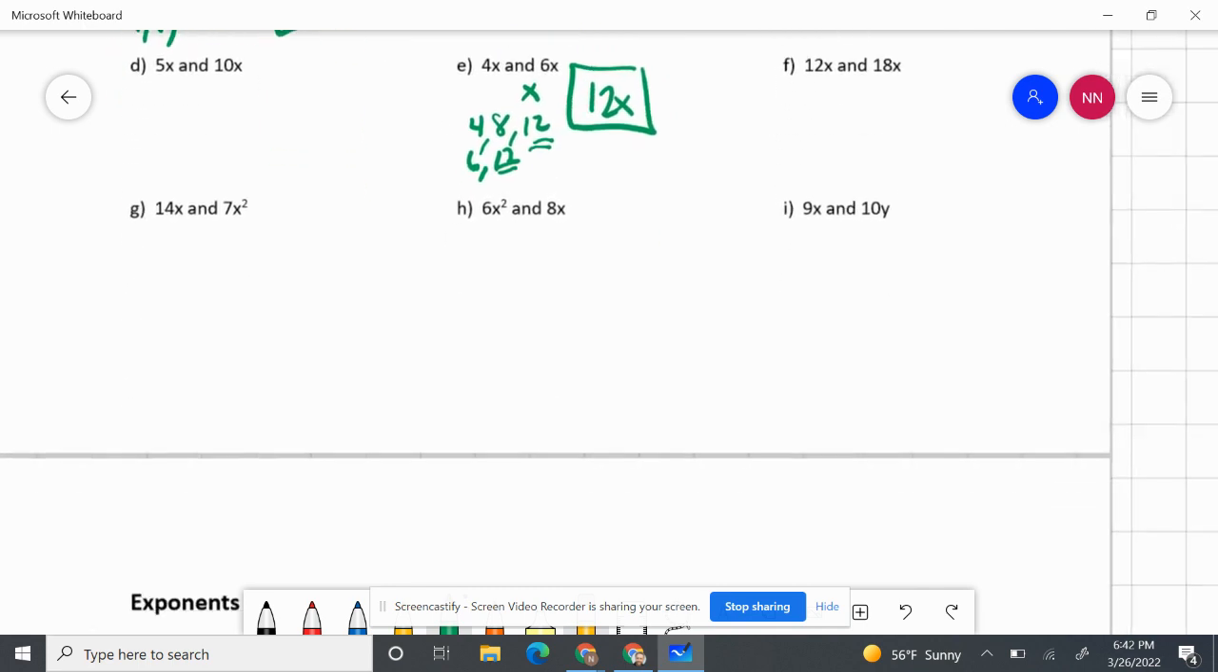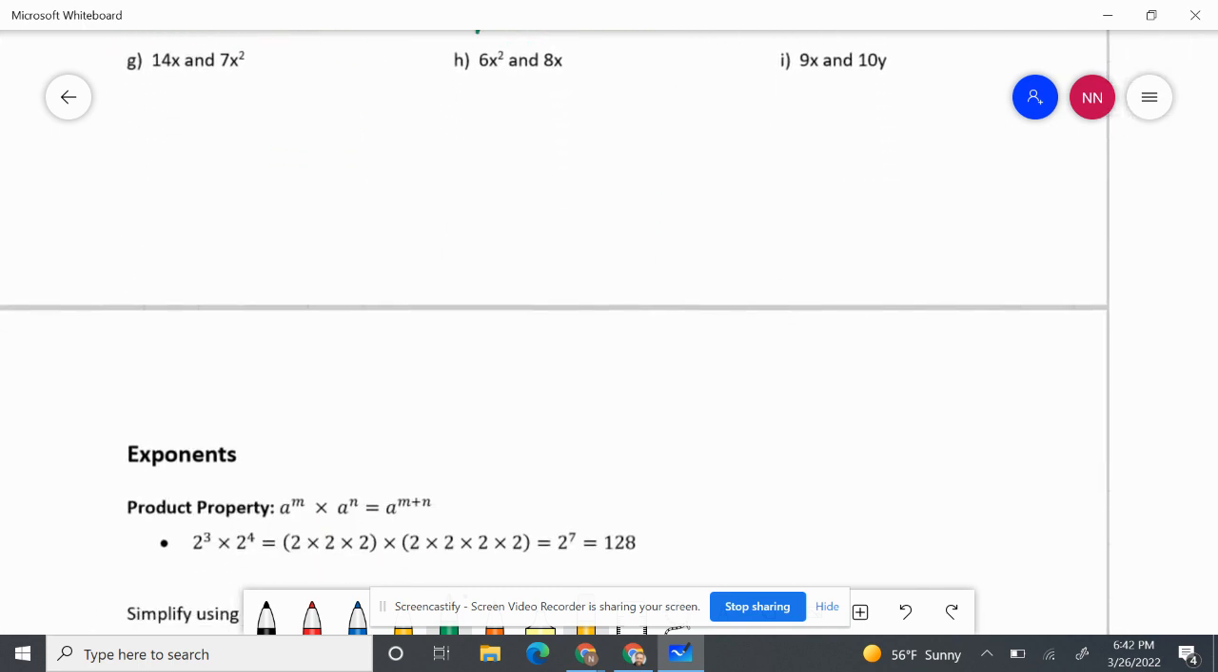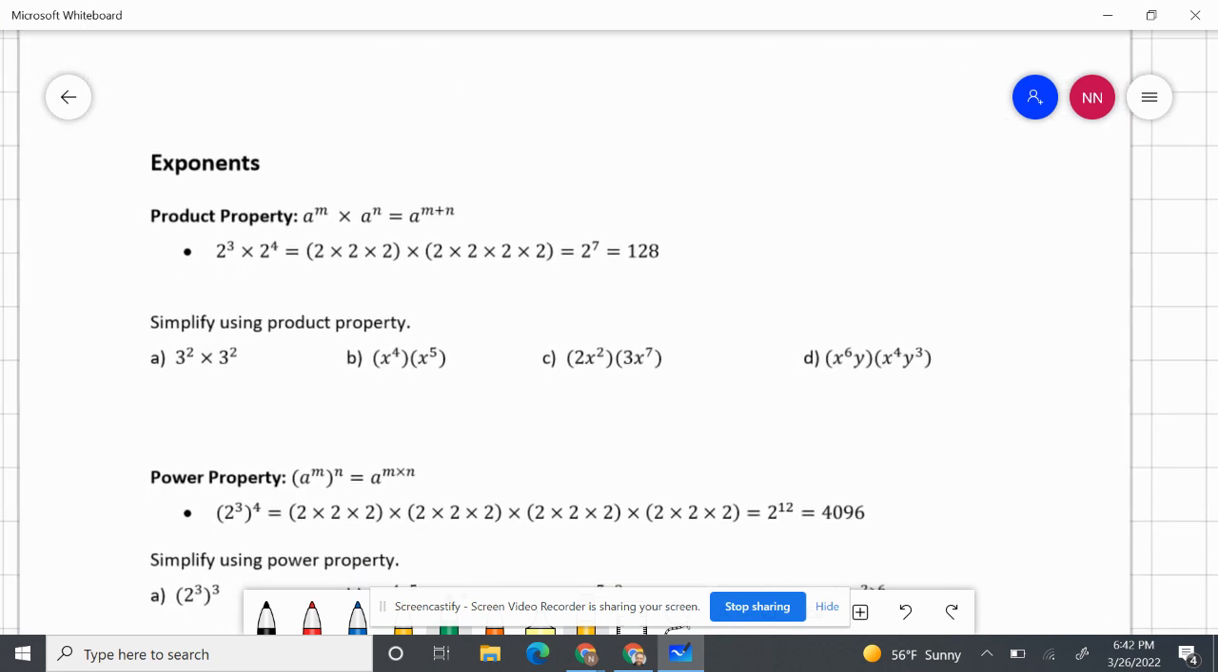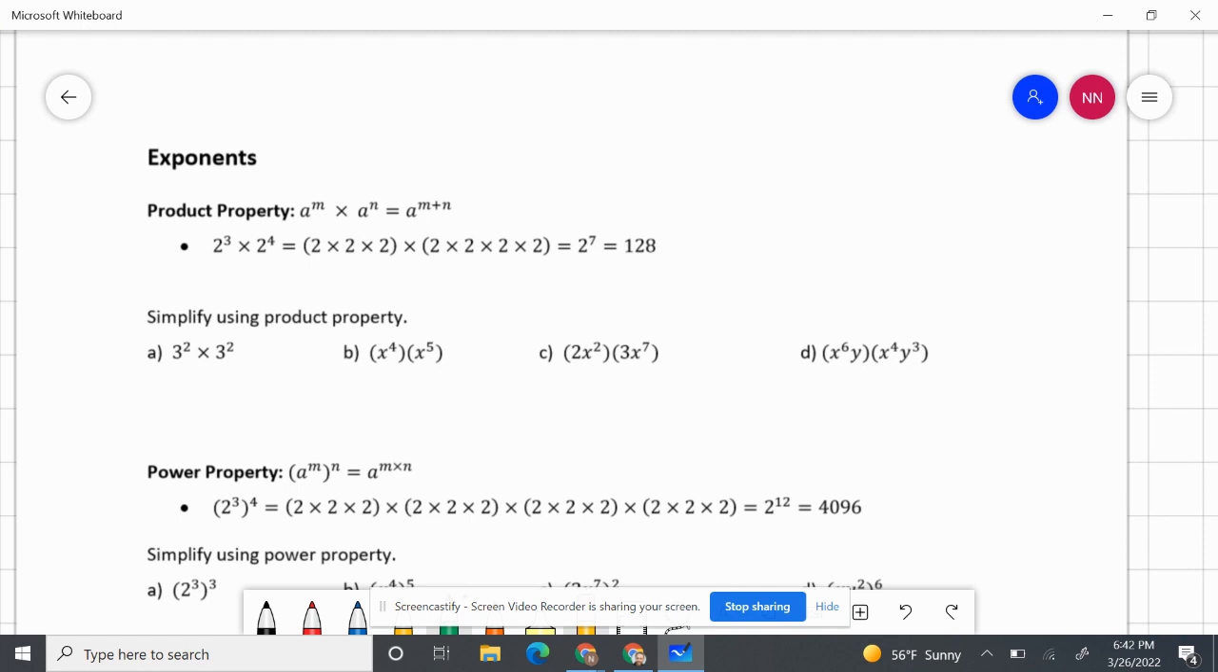Now, what we're going to do is look at exponents. The first property that we're going to look at for exponents is the product property. Product property is that when we multiply, we add the exponents. So 2 to the third is 3 2's multiplied together. 2 to the fourth is 4 2's multiplied together. And if we were to count the 2's, we would count 7 2's. So that would be 2 to the 7th.